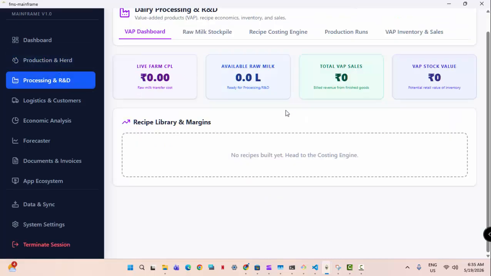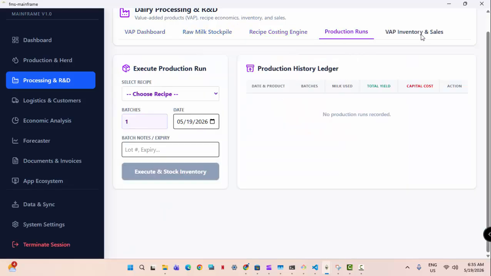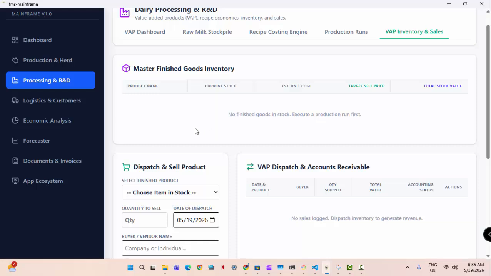Then we have processing and R&D, wherein we try to minimize the loss of food, that is milk here, and try to develop value-added products. So the loss is minimum to the farmer, and that means it is a happy or nice environment for cows as well.